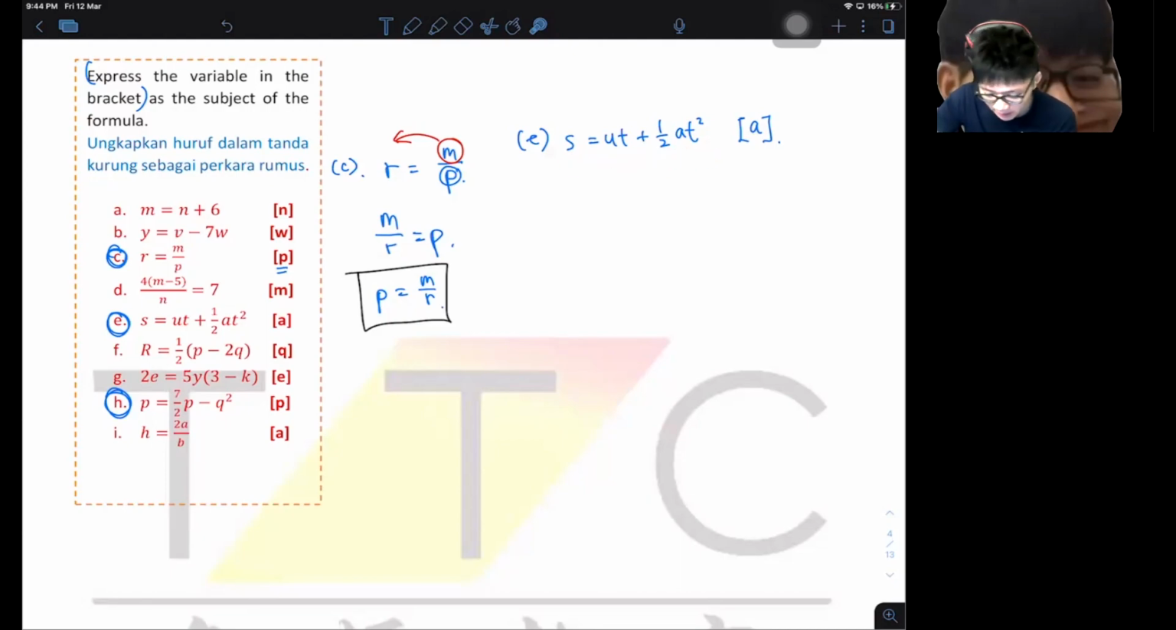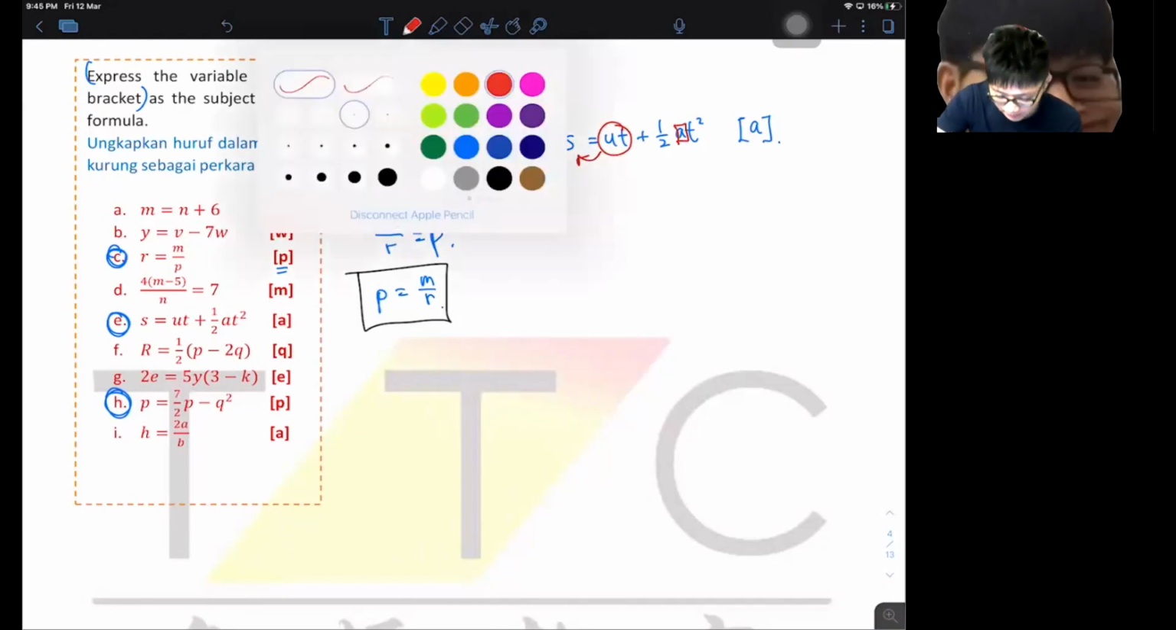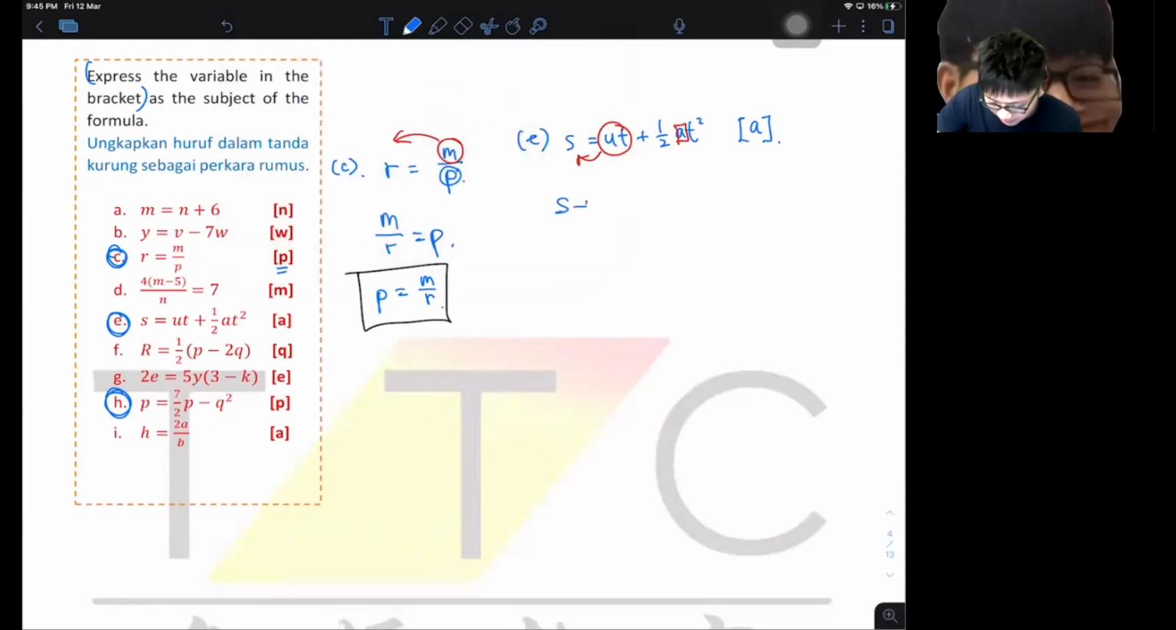So S equals blah, blah, blah. You want to find A. Can you apply the concept that I taught you? First, who is the furthest? UT. Throw over becomes S minus UT. Okay, and then we got 1 over 2 AT squared. Okay, so who to throw first? So I want A. I have 1 over 2 and T squared side by side. That means whichever you do first actually doesn't matter. So we follow. I throw this one first.